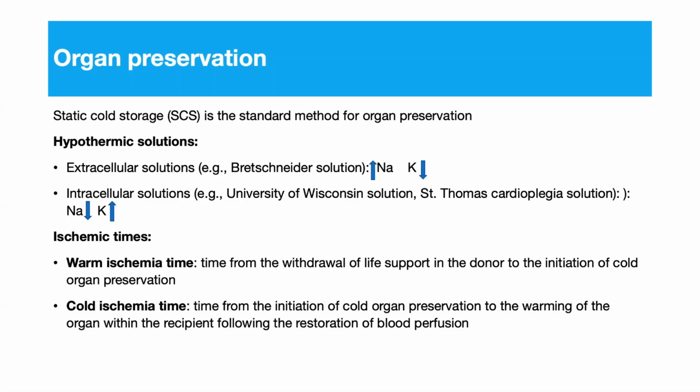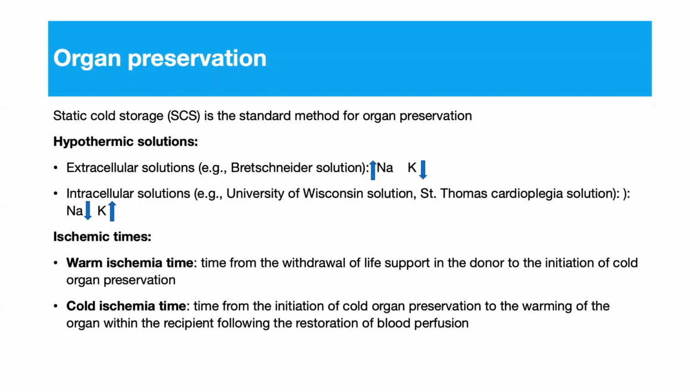Okay. On ischemic time, there are two terms that are usually used with regard to organ transplant. Warm ischemic time is where you withdraw the life support. Say you have decided to harvest an organ from a patient, a donor who is on life support, and then you withdraw it, right? And take it, and then you put it on cold preservation. That period is called warm ischemia time.